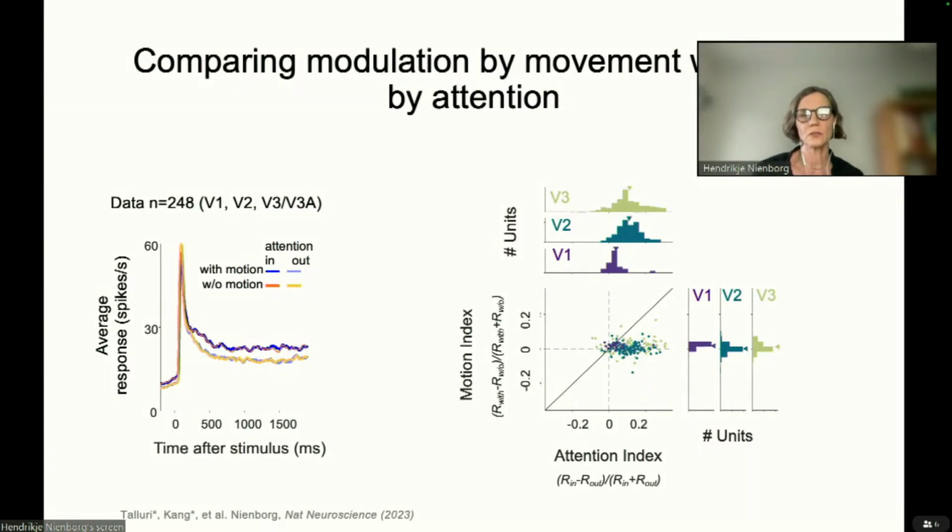This is the attention index and an equivalent index for these movements. And then we find the characteristic shift towards positive values for attention. But for these movements, they were really all hovering around 0. So we do find significant modulation by spatial attention, as has been done many times previously, but we found virtually no modulation by these spontaneous body movements.